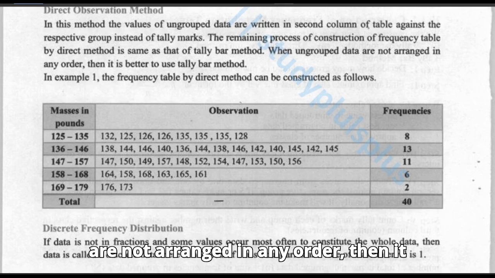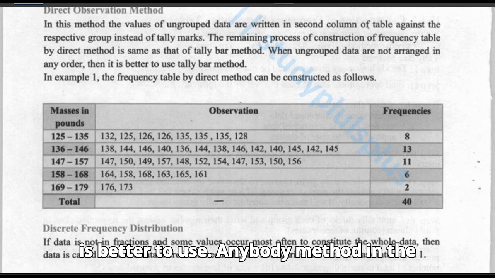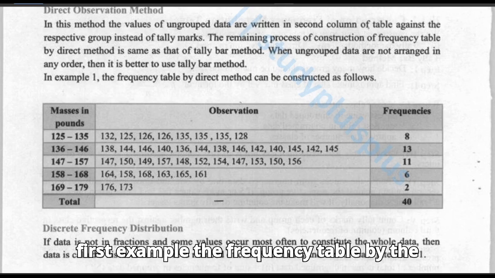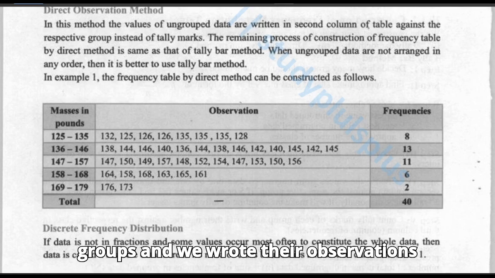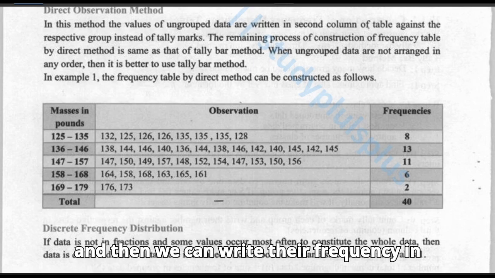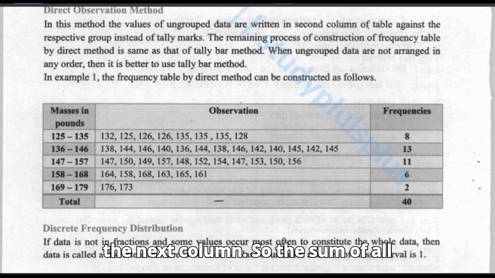When ungrouped data are not arranged in any order, it is better to use the tally bar method. In the first example, the frequency table by the direct method can be constructed as follows. Here we have 5 classes or groups, and we wrote their observations and then their frequency in the next column. The sum of all the frequencies will be equal to 40.